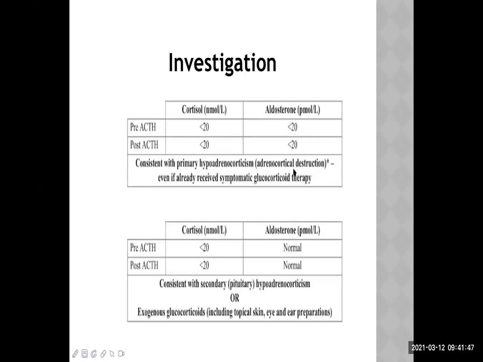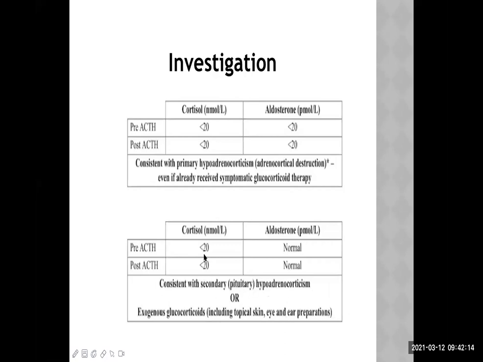Clear-cut case. Now the second one, pre-ACTH, the cortisol is less than 20 nanomole per liter. Post-ACTH is also less than 20, whereas aldosterone is normal. See this? So this is consistent with secondary hypoadrenalism, or when the person is taking exogenous glucocorticoid, including topical skin, eye, and ear preparations.